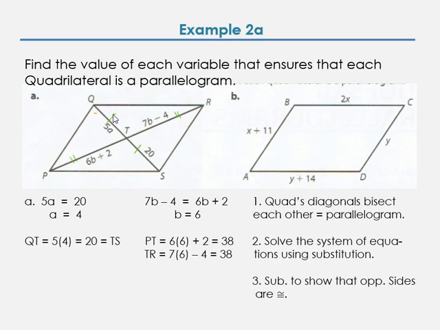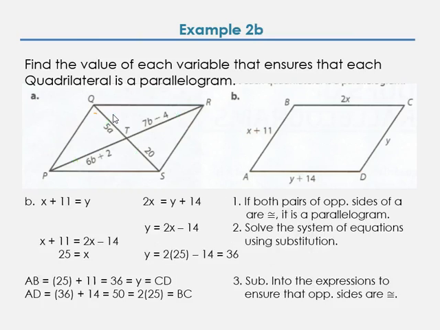You solve the system of equations that results using substitution, and you substitute the values in to show that the opposite sides are congruent. Let's look at 2B, and we'll be working similar equations, but we'll be using opposite sides.